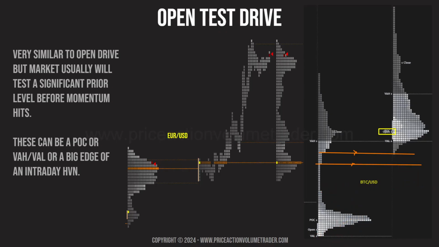But as you can see, we came back and retested this first ledge of support, and then we just pumped, and we ended up closing the day up here. So that was the open test and then the drive to the upside.